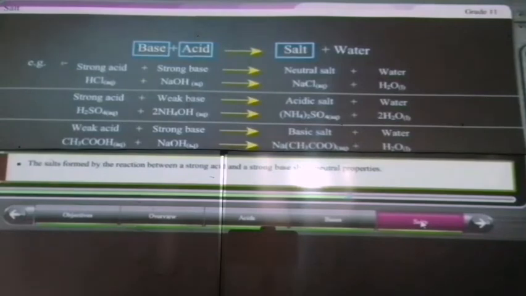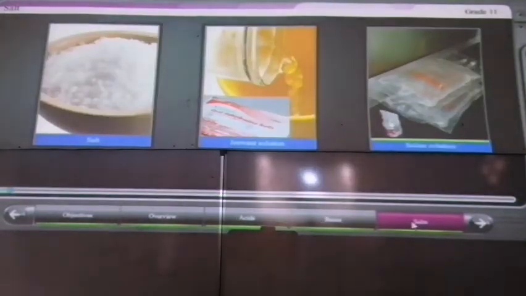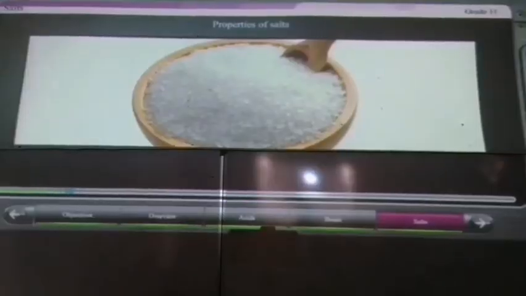Similarly, the salts formed by the reaction between a strong acid and a weak base show acidic properties. Ammonium sulfate formed by the reaction between sulfuric acid and ammonium hydroxide is an acidic salt. The salts formed by the reaction between a weak acid and a strong base show basic properties. Sodium acetate, formed by the reaction between acetic acid and sodium hydroxide, is a basic salt. To study further, click the blinking button.